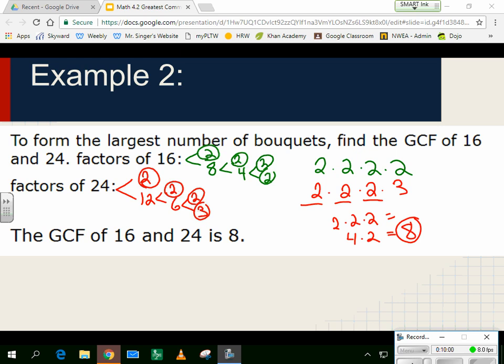So basically, what is this telling us? It's telling us that the largest amount of bouquets that we can make would be 8 if you're going to use all the flowers evenly. So put this down as an example before moving on.